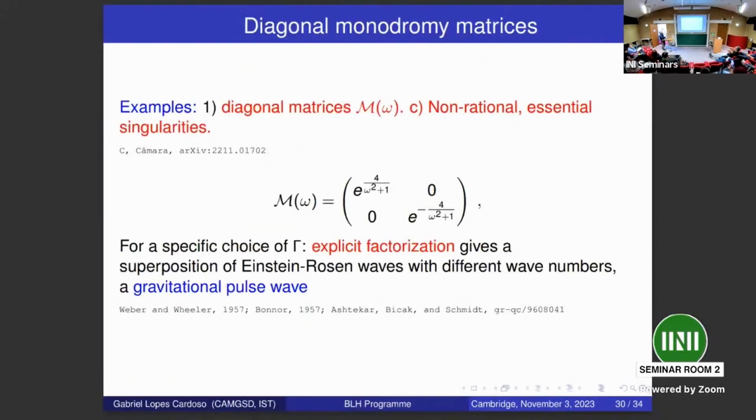Let's continue complicating things a little bit. Again, let's look at the diagonal matrix. But again, we pick it to be non-rational and to have essential singularities. Again, you may find this is hopeless to factorize, but it can be factorized explicitly. And what you then get here in this case is a superposition of infinitely many Einstein-Rosen waves, which is also called a gravitational pulse wave. So that comes out of here.